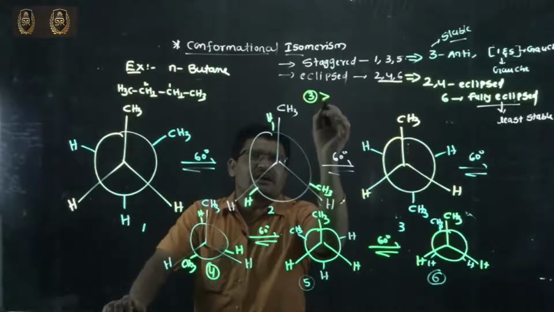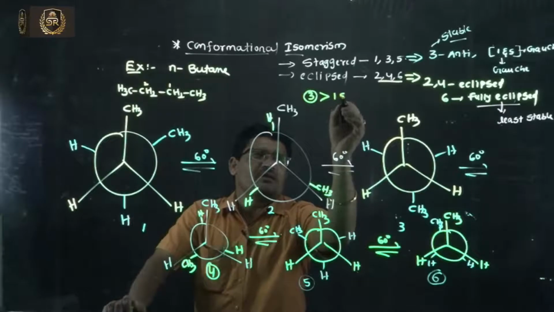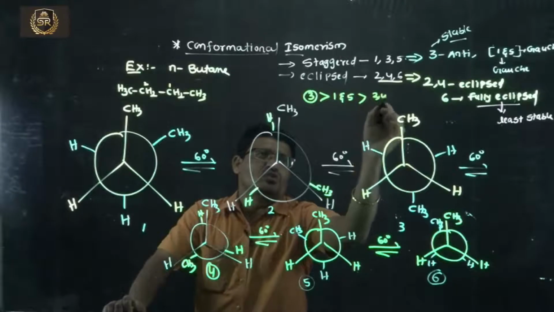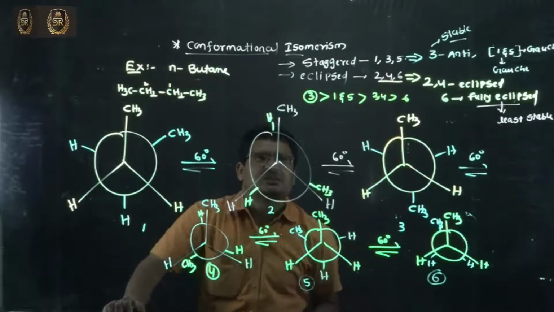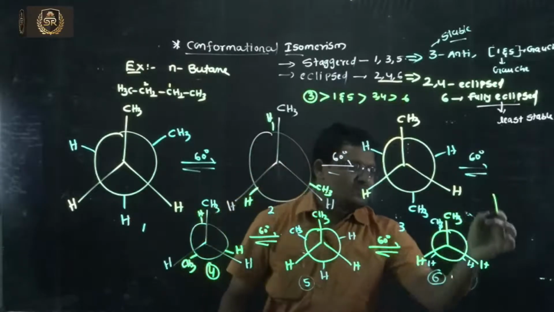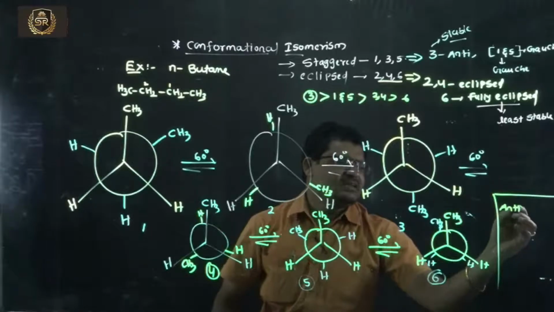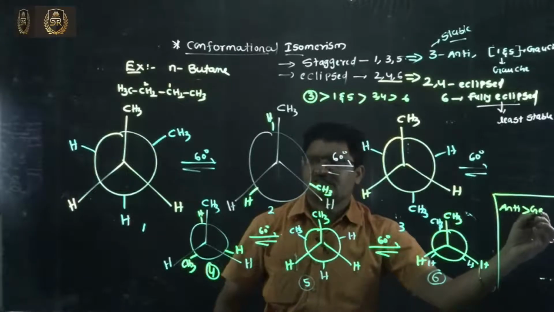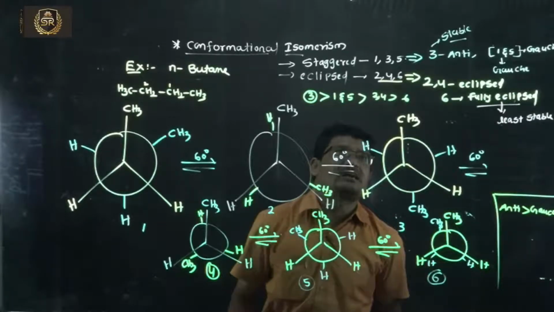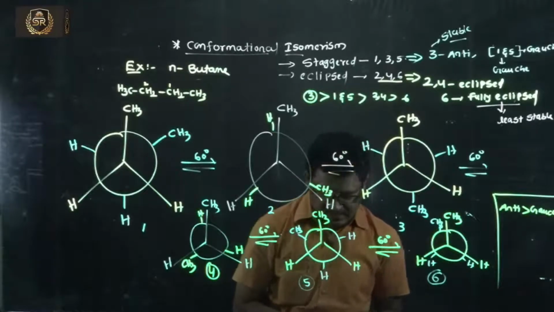3 is greater than 1 and 5. 1 and 5 is greater than 2, 4 is greater than 6. So these 3 are called anti. Anti is greater than Gauche, and Gauche is greater than eclipsed. Eclipsed is greater than fully eclipsed.